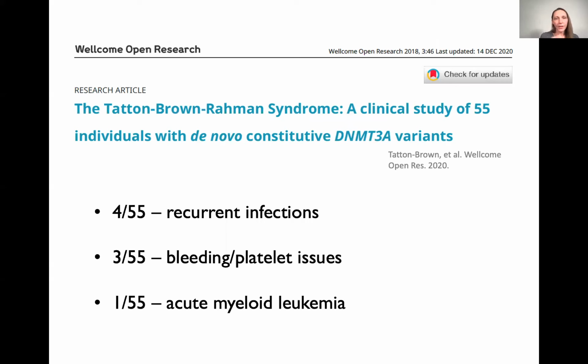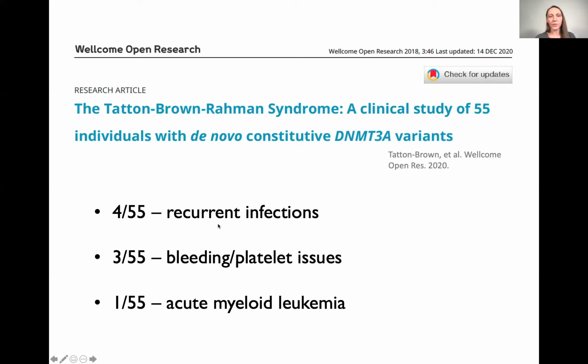Another, I think, important piece of evidence suggesting that DNMT3A might impact blood development comes from Dr. Tatton-Brown's paper, a really nice and comprehensive overview of 55 individuals with TBRS, with really nice descriptions of the health issues that they've experienced throughout their life to date. And if you look through that really nice table in the paper, she's very clearly documented a number of things that suggest there may be abnormalities in the blood.